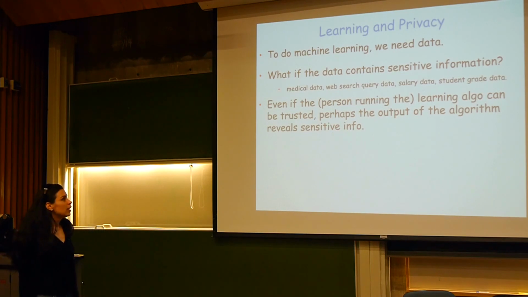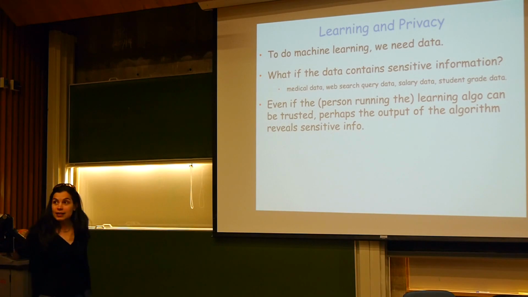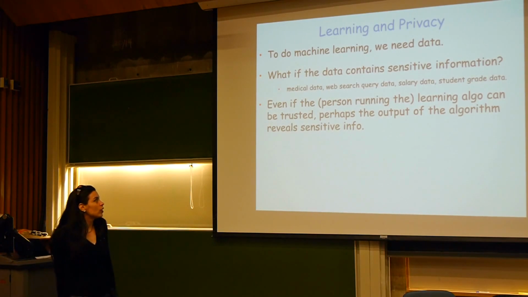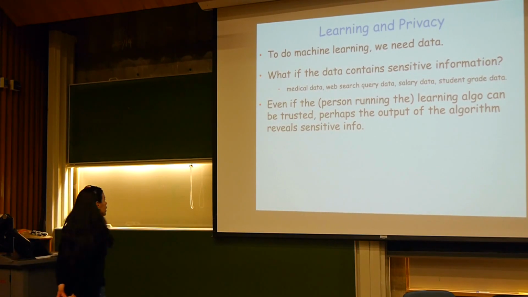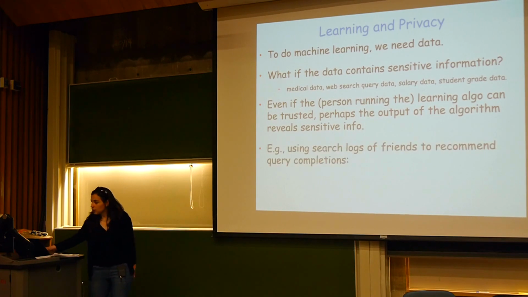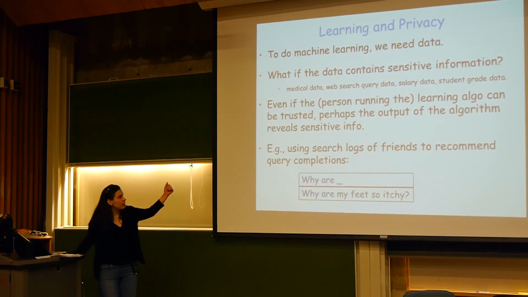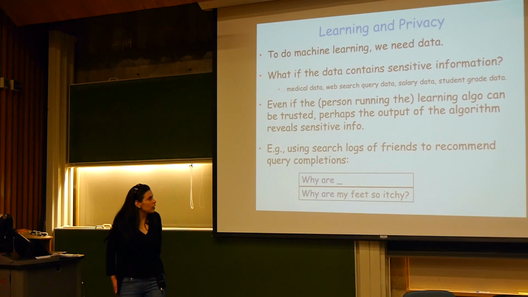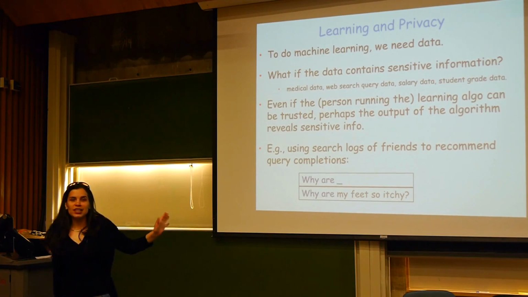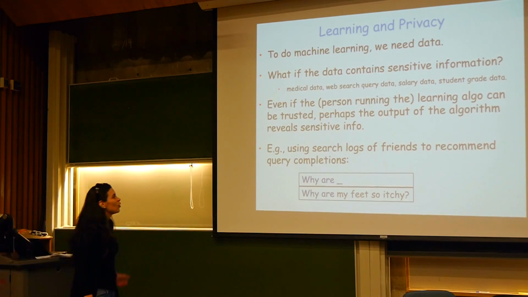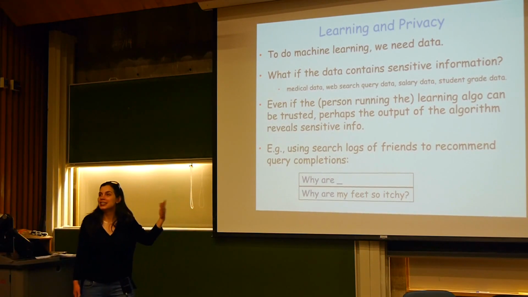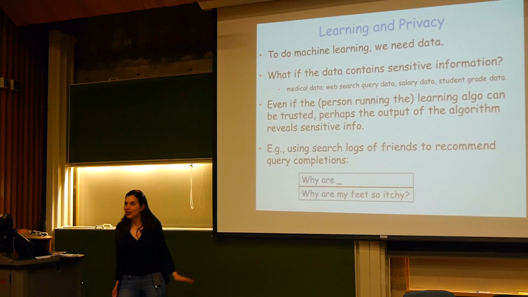Okay, and the problem is that even if the person running the learning algorithm is a trusted person, we can still be in a situation where the output of the algorithm really reveals some sensitive information. So we really have to be careful. Here's an example from my friend Aaron Roth, who was a student here, and now he's a world expert in privacy. So here's an example of something that could be potentially embarrassing if we are not careful.